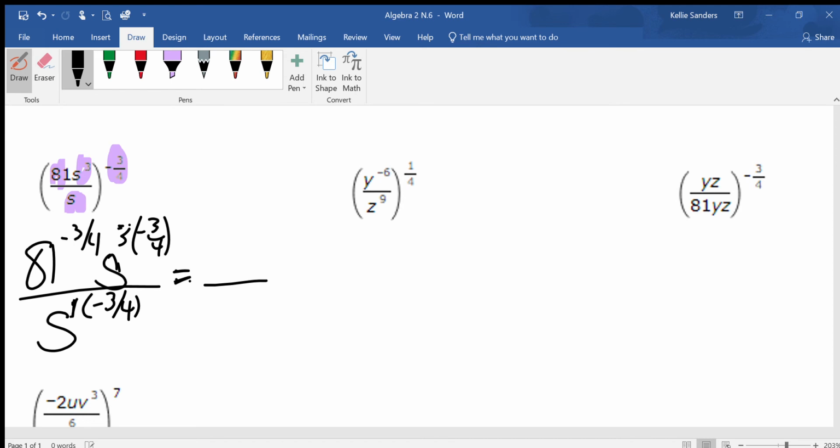If it's a negative exponent, it's going to become positive. So this 81 to the 3/4 is going to go to the bottom. That's negative 9 over 4, so that comes to the bottom. And that's negative 3 over 4, so it's going to go to the top.